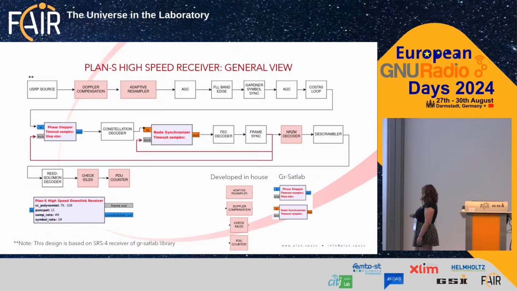So here is my design. As you can see, there are lots of different blocks here. The white and black ones are generic GNU Radio blocks like USRP source, automatic gain controller, and so on. The red ones are my additions or my modifications. These phase stepper and node synchronizer are borrowed from SatLab's GNU Radio OT module.